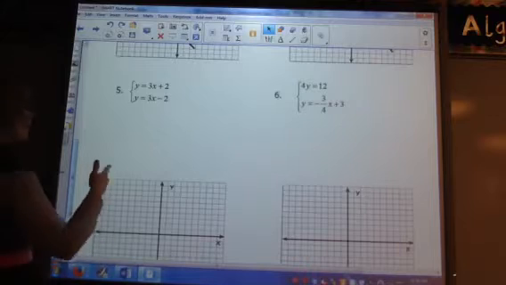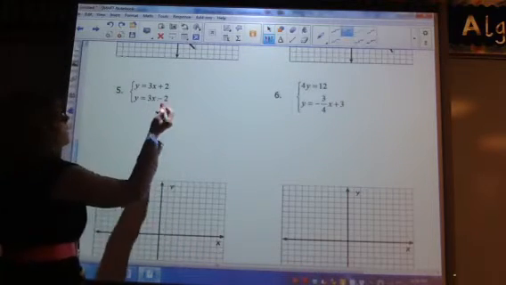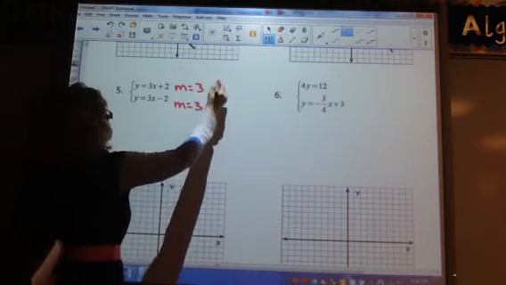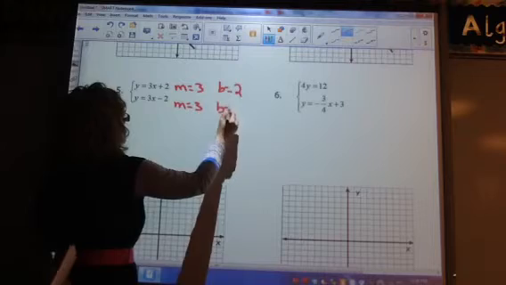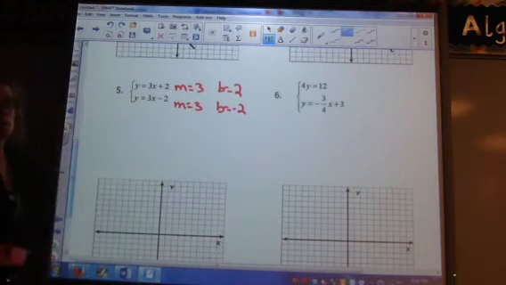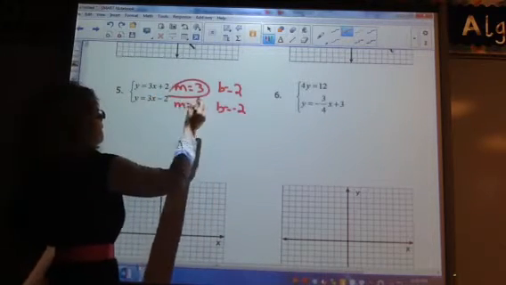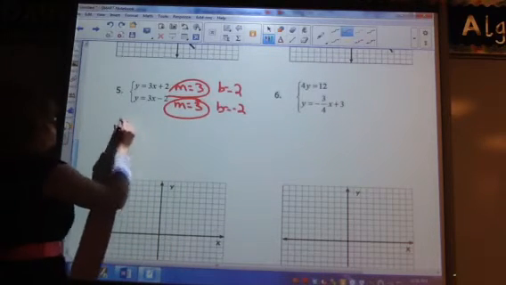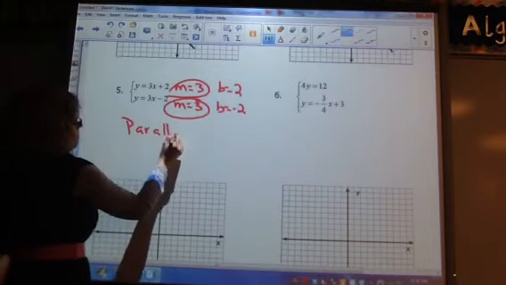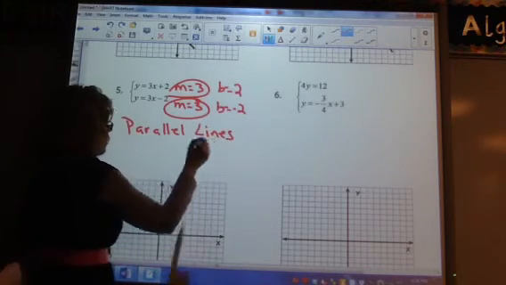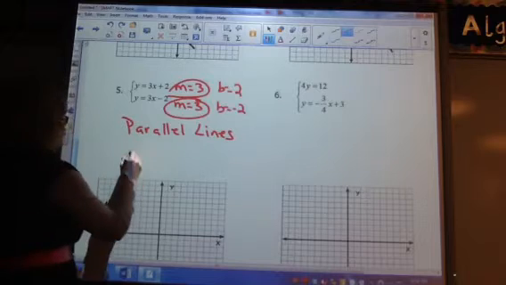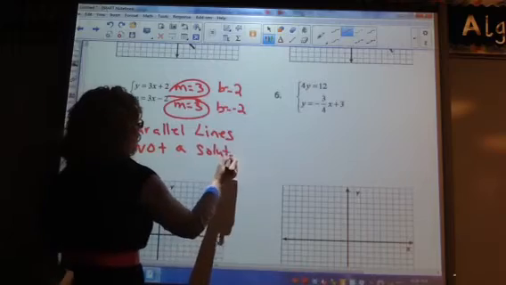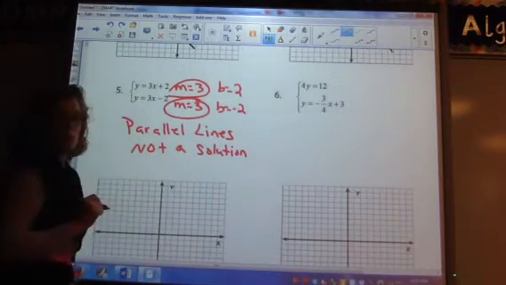Alright guys, before we actually even graph this one, let's go ahead and look at the slopes here. See if we really need to graph. What do you notice about the slopes? If they're the same, what type of lines do we have here? Do parallel lines ever intersect? They do not. Therefore, there's no solution to this system, okay?